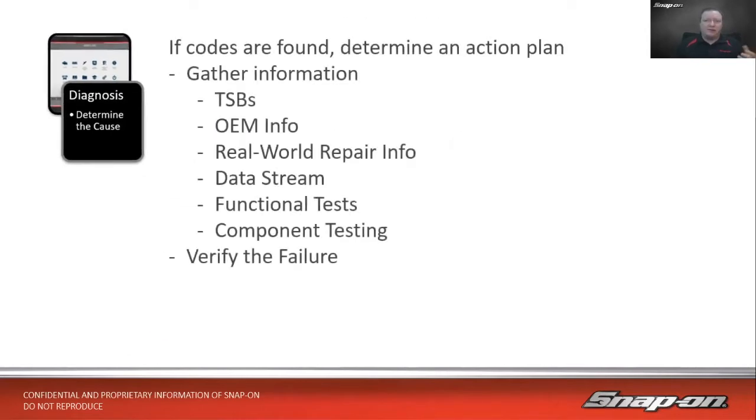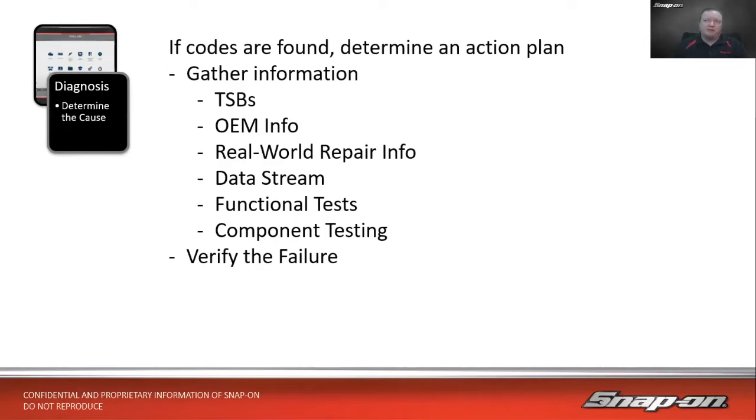And then last week, we focused on the diagnosis portion, right? So we wanted to gather our information once we find a code, and determine an action plan. We looked at TSBs. That actually fixed the P0300 code we had, because we had 2 codes in this vehicle, right? The TSB addressed one of the problems, a missing clip on a plug wire. And then we need OEM info, wiring diagrams, torque specifications, repair info, and diagnostic flow charts from them. Real world repair info, looking at our SureTrack graph based on over 1.3 billion repair orders.